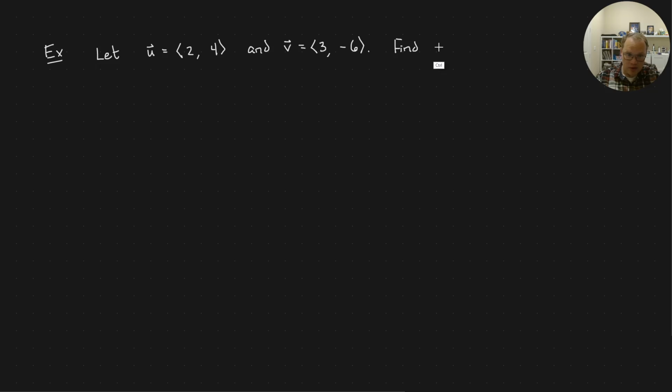Now that we know how to represent vectors numerically, let's learn how to add, subtract, and scalar multiply numerically with these vectors. Okay, so a couple examples. Let's let u equal 2, 4, and vector v equal 3, -6. And let's add these two vectors together. Let's call the sum vector w.